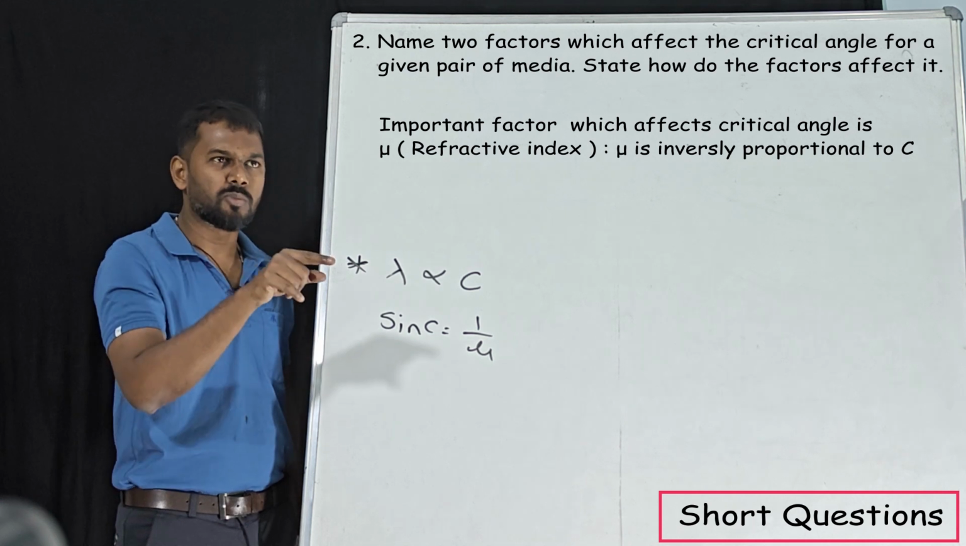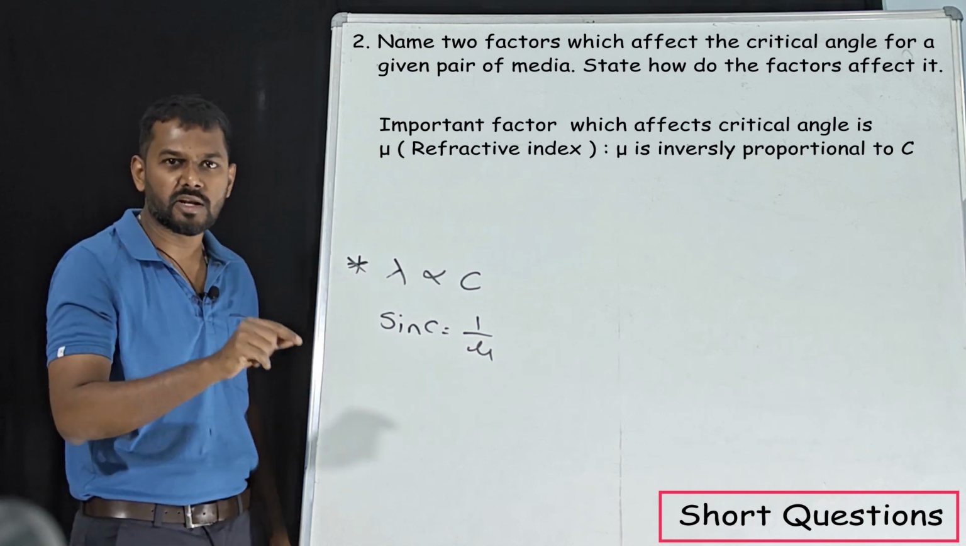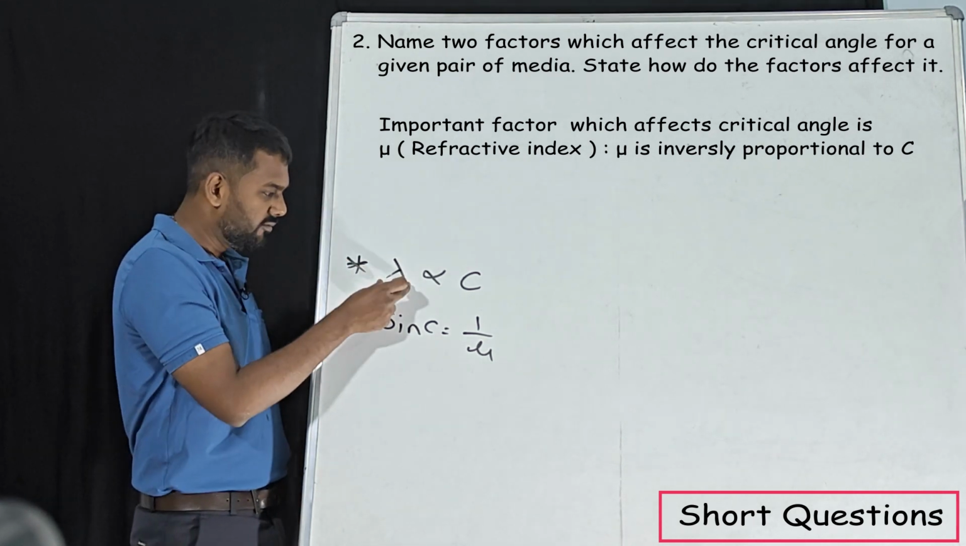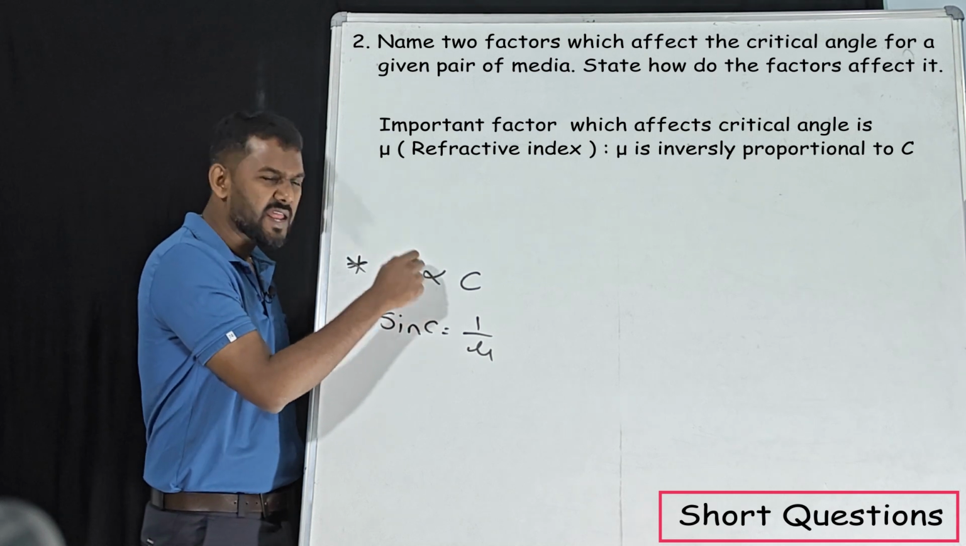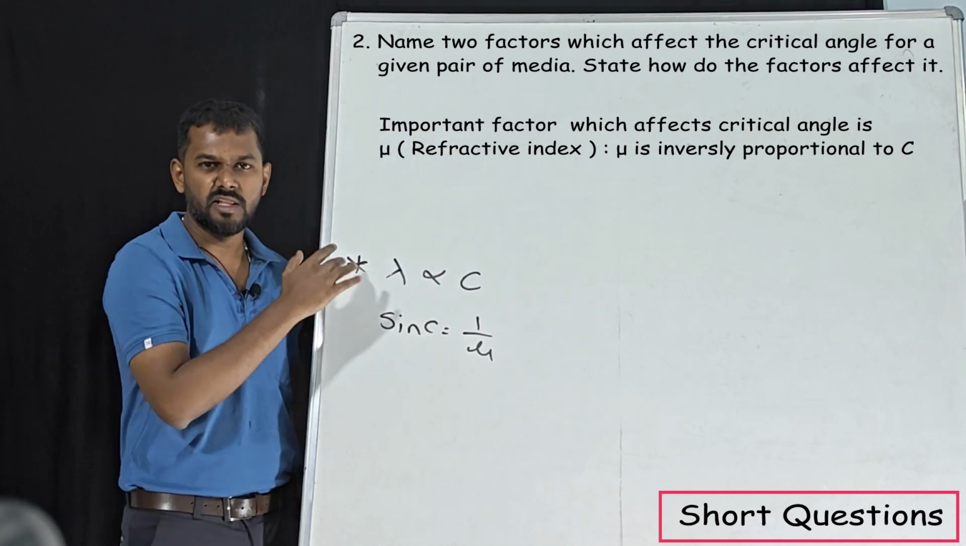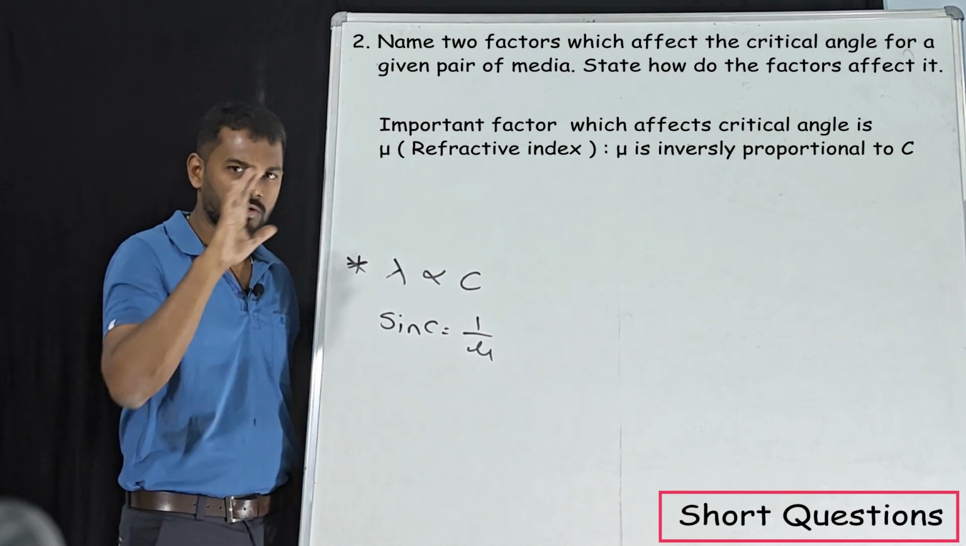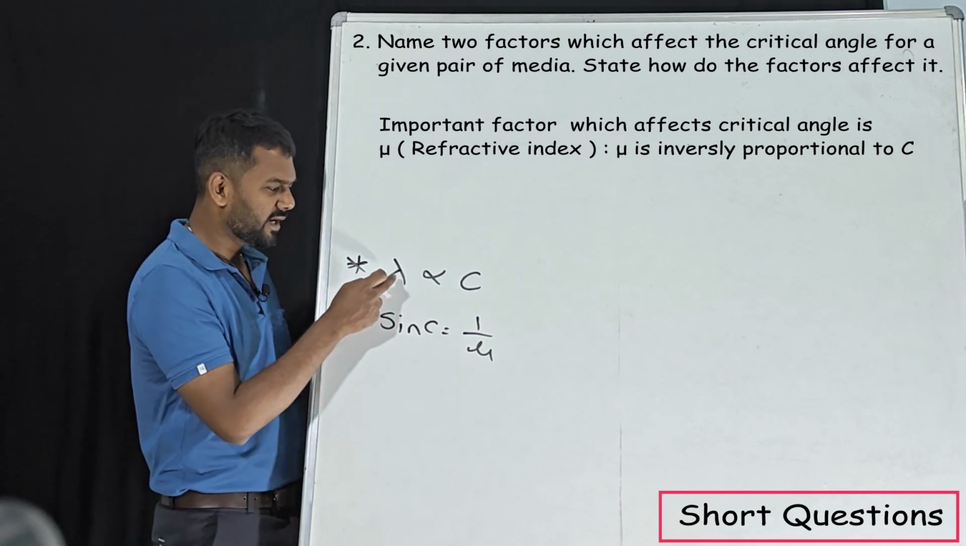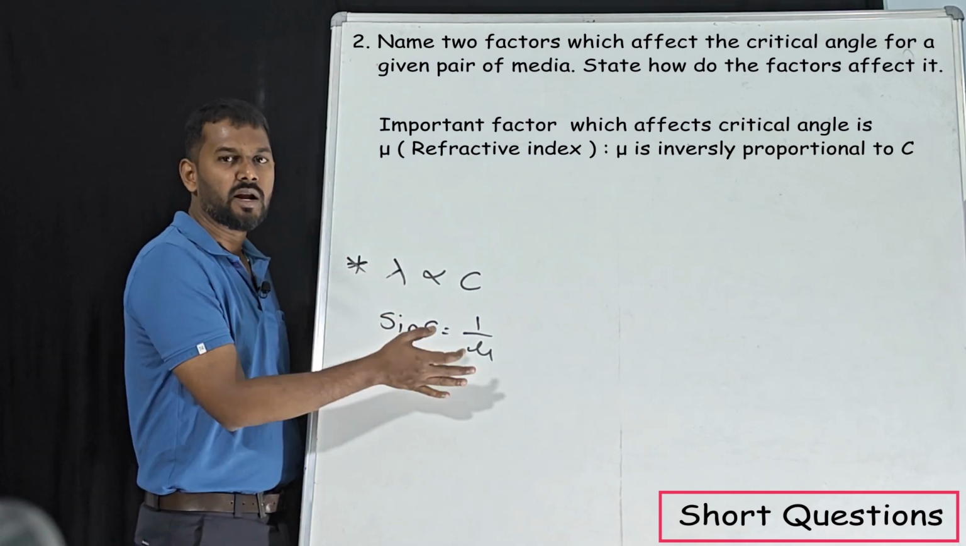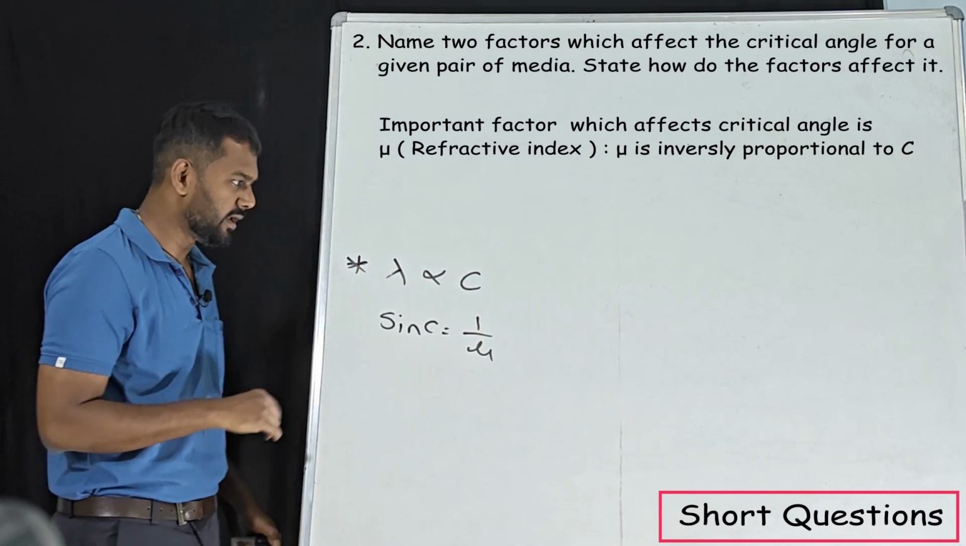Now there is one more sub question: how do the factors affect it? Now you have to write that wavelength is directly proportional to critical angle. This is the answer, and you will get full marks. Or else you can write it as, if wavelength increases, critical angle also increases.